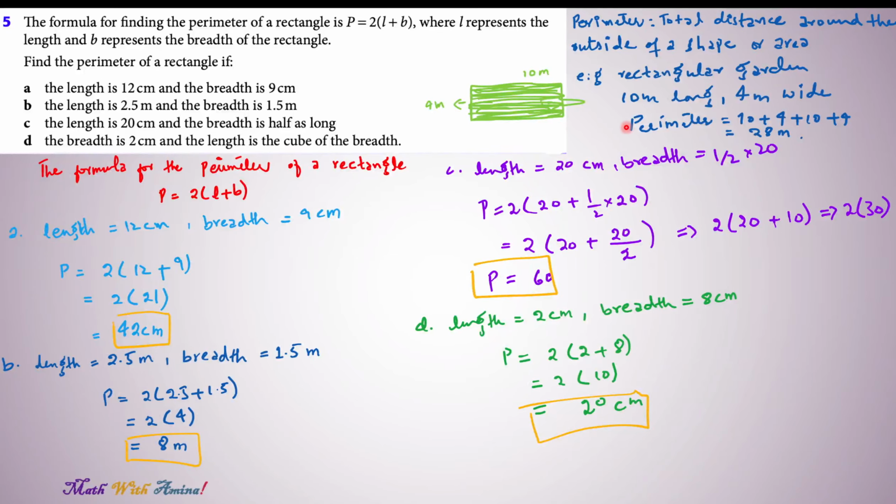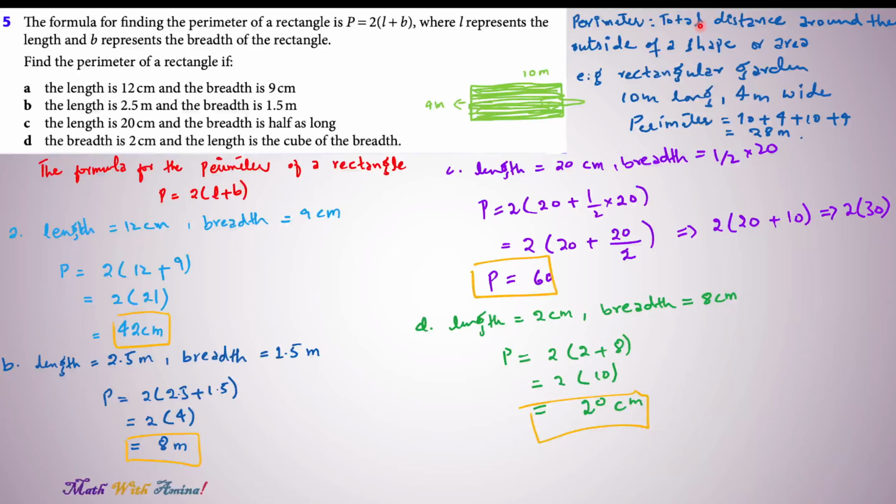So the perimeter would be 10, that is the outside distance of the length, then the outside distance of the width. Since we're talking about the total distance around the area, this length and this width are considered. So 10 plus 4 plus 10 plus 4 would become 28 meters. So the perimeter of this rectangular garden is 28 meter.